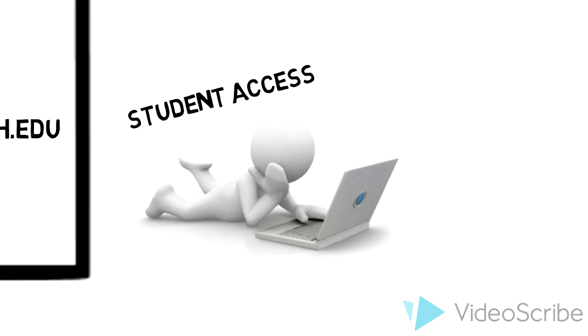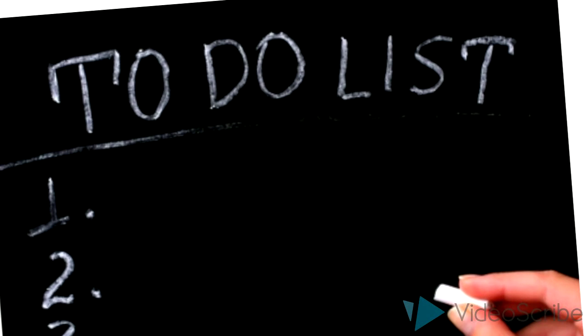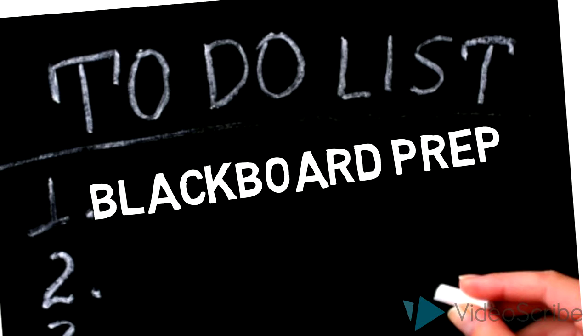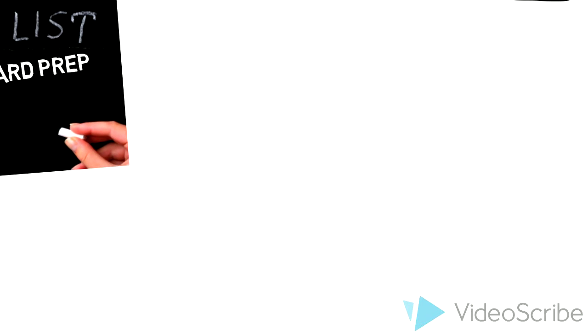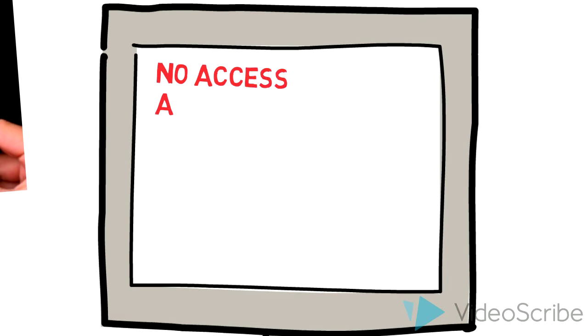Student access. Students gain access to their online course shells on the first day of class. Your shells should already have fully developed content copied into each course section shell before students arrive. Students lose access to Blackboard on the last day of finals at 11:59 p.m.